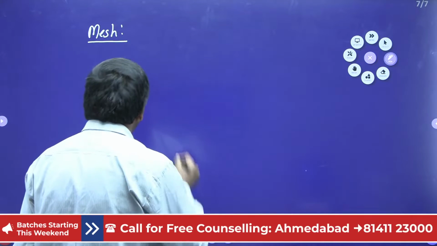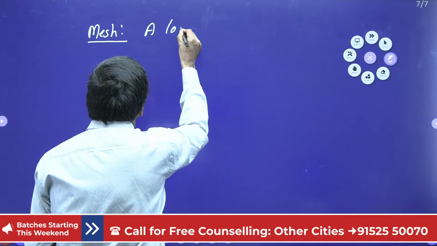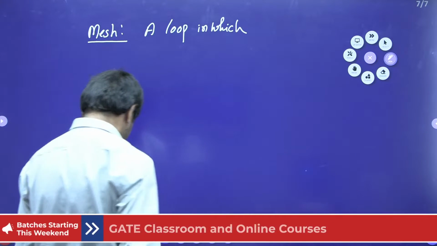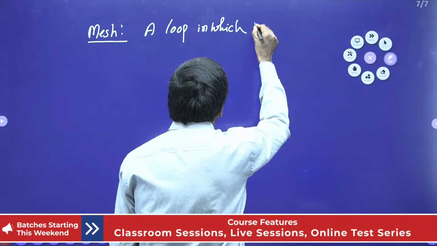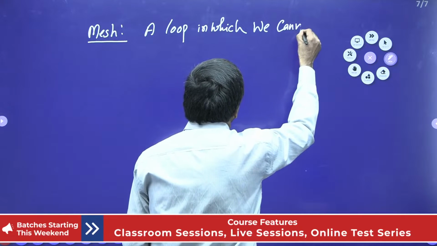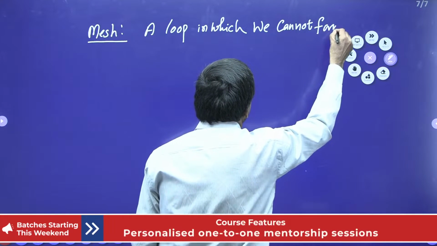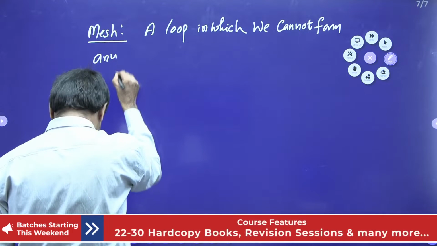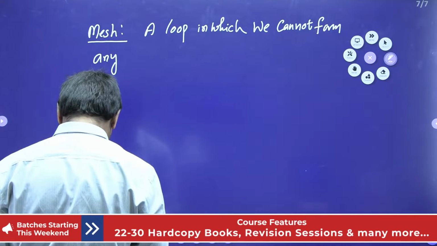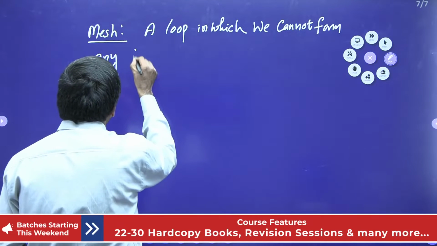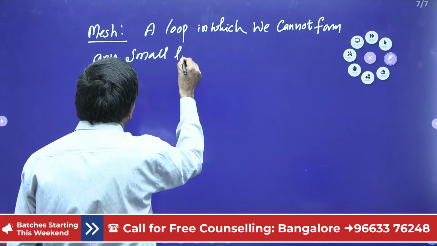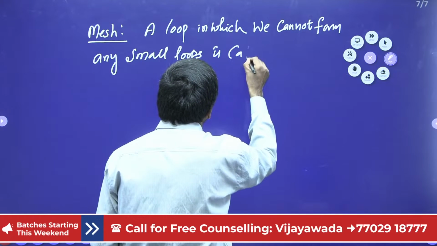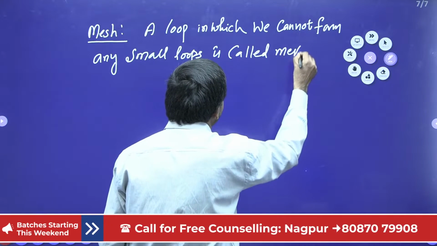Mesh means, you can say, a loop in which we cannot form any small loops is called a mesh.